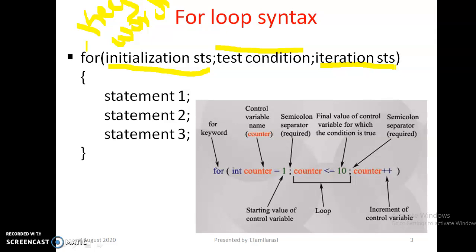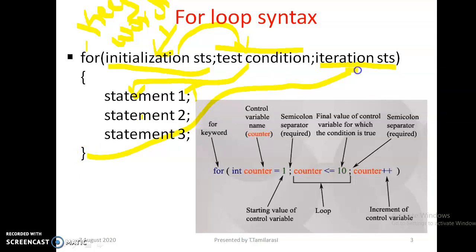Whenever we are using the for loop, first it initializes our counter variable, then tests the condition. If the condition is true, it executes the block of statements. When it reaches the closing braces, it moves to the iteration statement. This is the way the for loop is executed; these are the steps to be followed when executing the for loop.